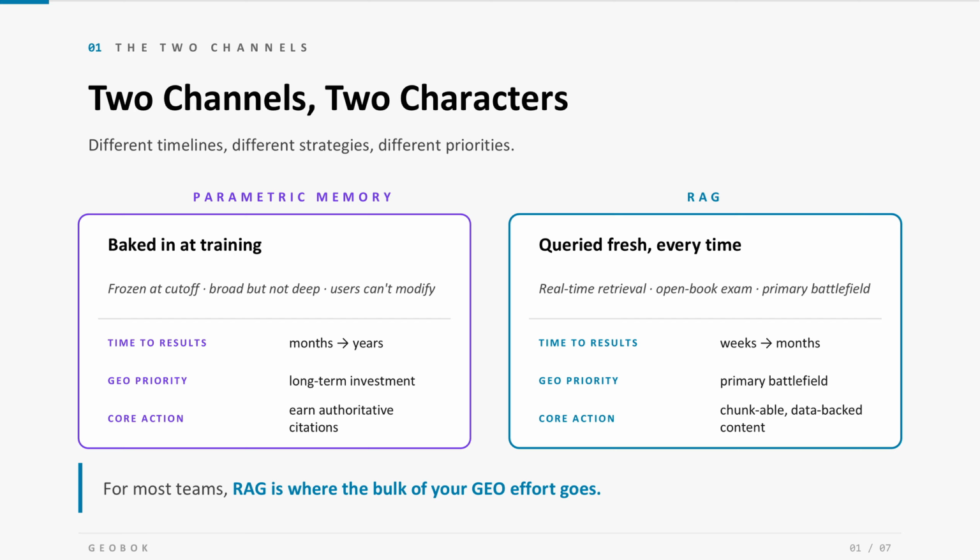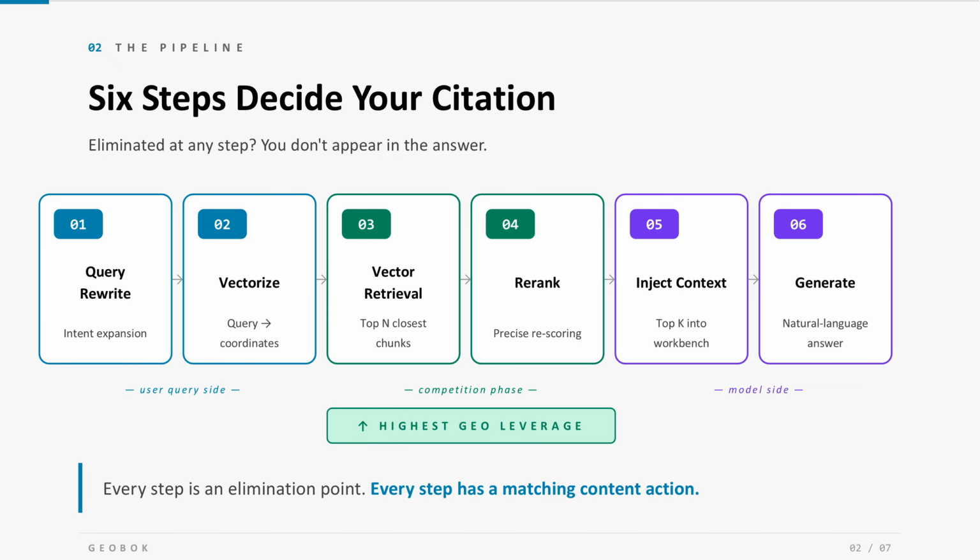For most teams, RAG is where the bulk of your GEO effort should go. It responds faster, it has higher leverage, and it's the primary channel for today's AI products. Parametric memory work matters too, but it's a long-term investment, measured in months and years, not the first place to spend your resources. When AI uses RAG, 6 steps happen before your content can be cited. And if you get eliminated at any step, you don't appear in the answer.